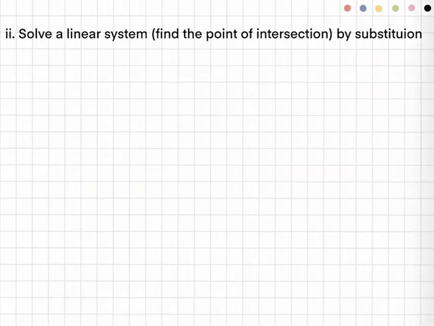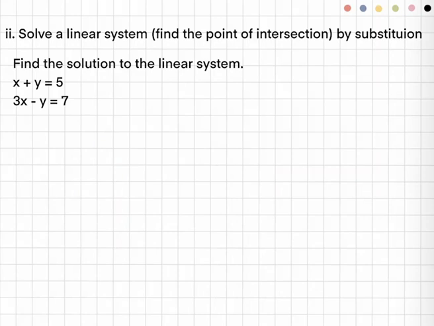Let's do another one. So here it says, find the solution to the linear system. Now do you remember what that means? It means to find the point of intersection. So they've given us two equations of two lines here, and neither of them are written so that one variable is standing on its own.